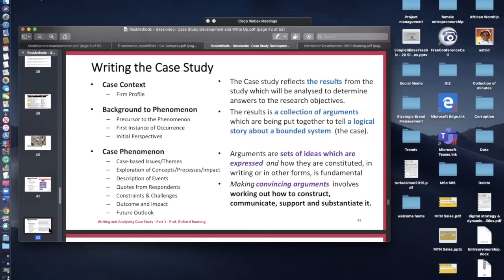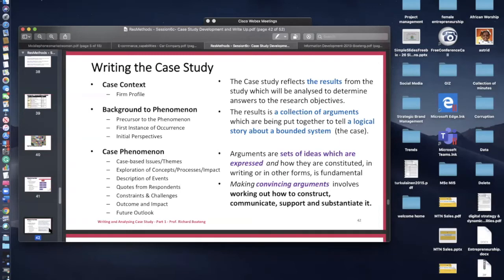So the case study reflects the results from the study, which may be analyzed to determine answers to the research objectives. The results are a collection of arguments which are being put together to tell a logical story of a bounded system. Now, in writing, we need to be able to see the structure. So after getting the structure, we have to ask ourselves, what am I going to write?